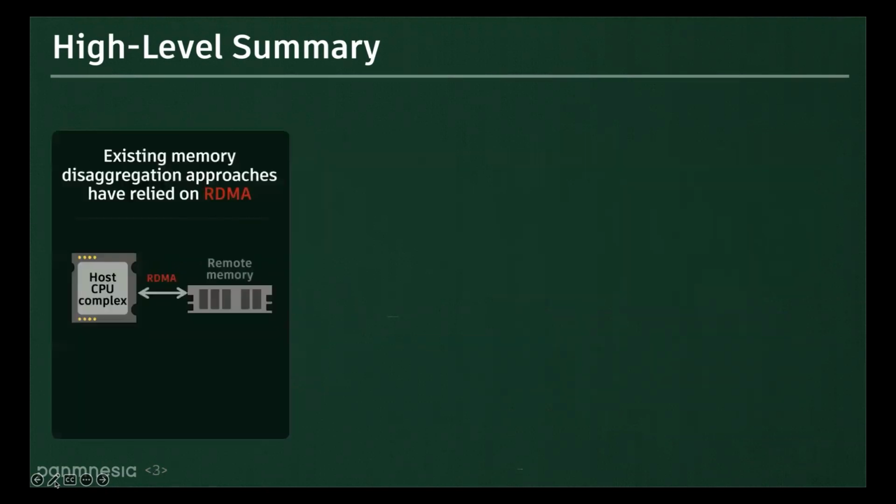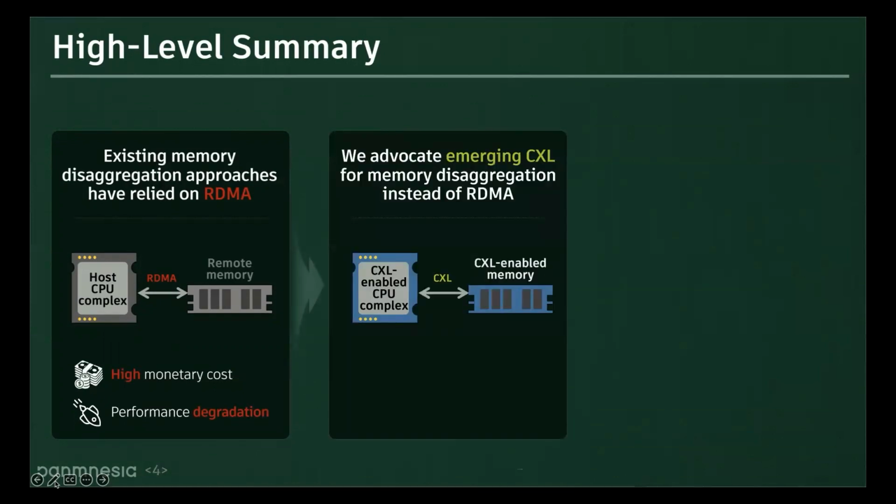Existing memory disaggregation uses RDMA, but RDMA requires high monetary costs for specialized network interface cards and switches, and it also degrades application performance because of microsecond-level memory access latency. Instead of RDMA, we suggest using CXL for memory disaggregation. CXL can reduce monetary costs for memory disaggregation and minimize the performance degradation.